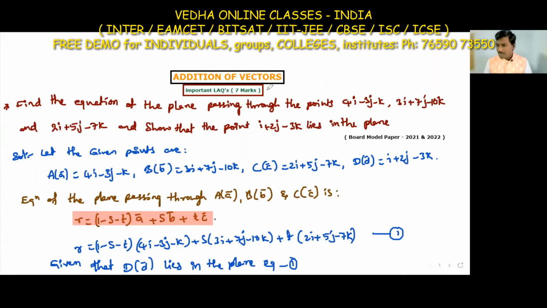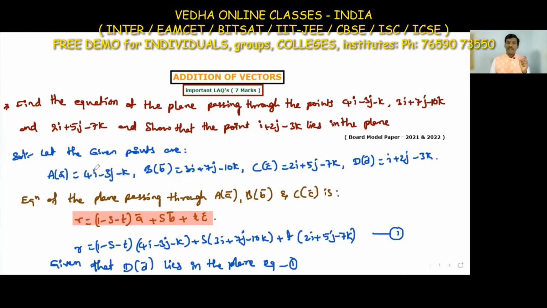In this video, I am going to explain the most important LAQ board model paper question for the 2021 and 2022 examinations from the addition of vectors. This is the LAQ: Find the equation of the plane passing through the points 4i minus 3j minus k, 3i plus 7j minus 10k and 2i plus 5j minus 7k, and show that the point i plus 2j minus 3k lies in the plane. How do we solve this question?